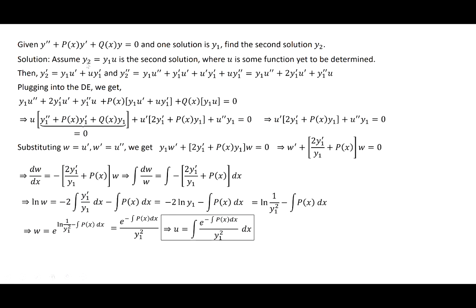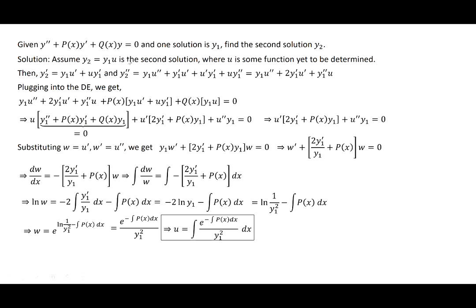Suppose you were to assume that y2 is equal to y1 times u. Okay, there is some function called u that you will need to multiply this y1 by, and that's how you get y2. Let us say we assume that. Now, you could very well ask, how can you assume that? Well, some genius guy some time back did that. Genius guy or girl.